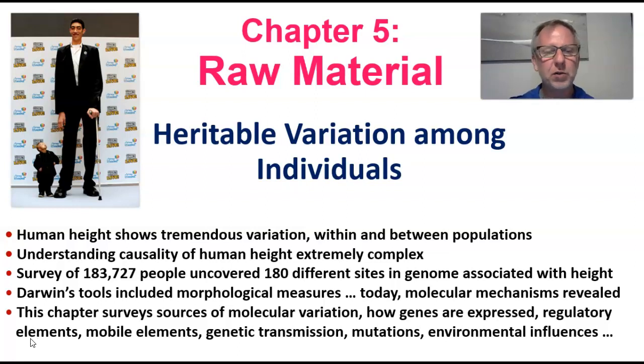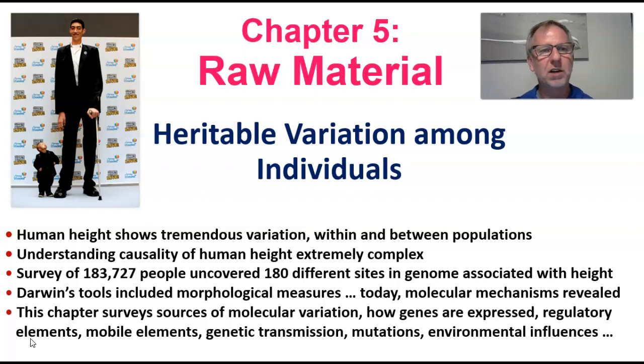Now we are ready to confront Chapter 5, which is titled Raw Material, Heritable Variation Among Individuals. So this is really our survey summary of genetics chapter to get us ready for diving into evolution. Because remember, evolution is the change in the genetic makeup of a population over generations, over time. So it's pretty critical that we have down the fundamentals of genetics, where variation comes from, where that variation resides, how that variation is expressed from DNA to proteins, other elements, etc.